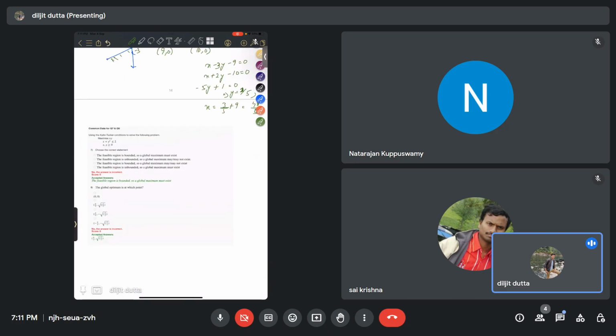Okay, using the Kuhn-Tucker conditions to solve the following problem: maximize xy subject to x plus y square less than or equal to 2, and x greater than or equal to 0. So only one condition is given. Choose the correct statement.